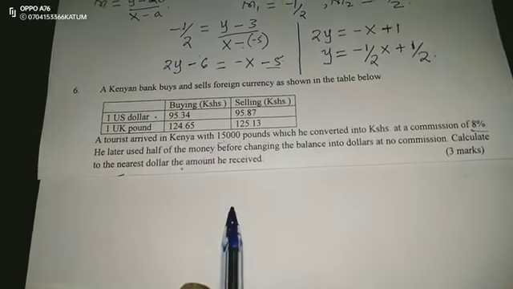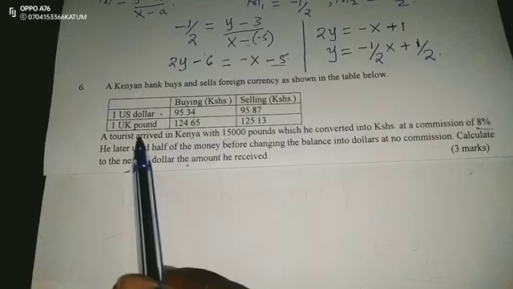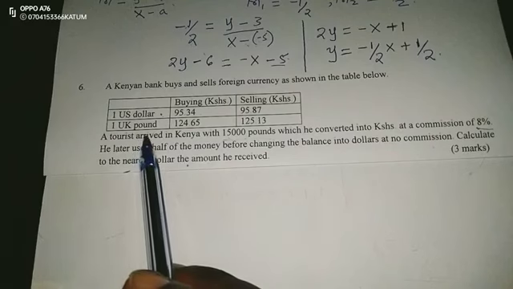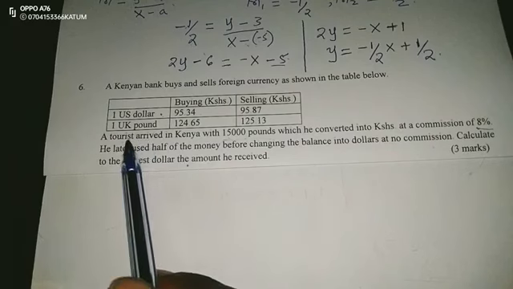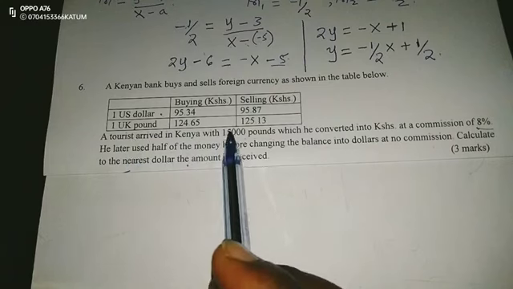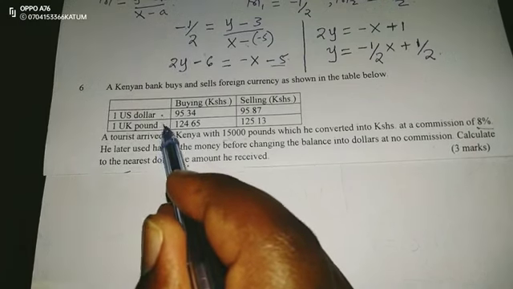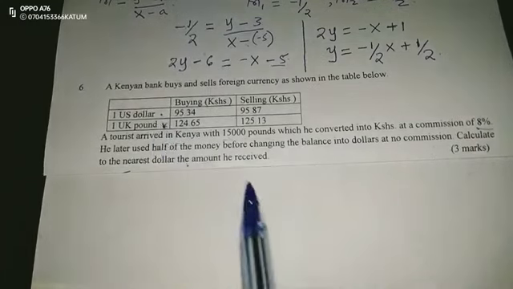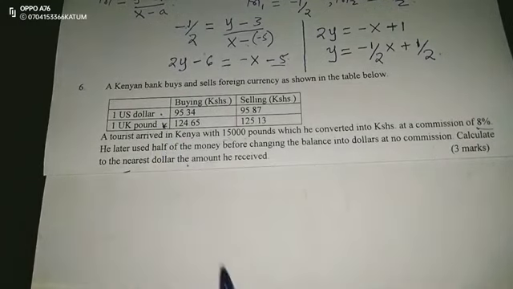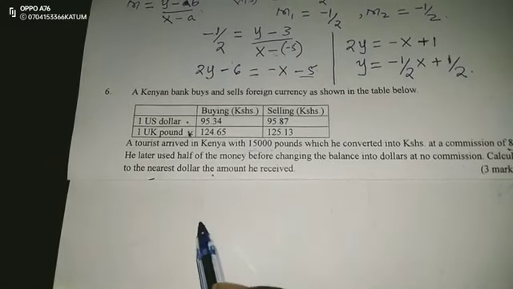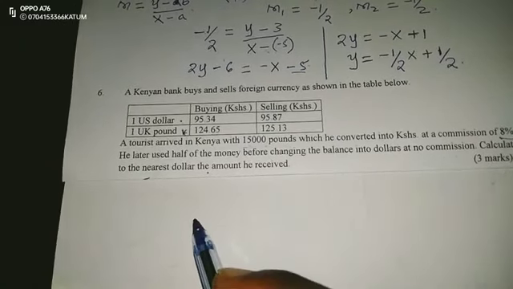So what we're going to have here is converting currencies to different currencies. A tourist is arriving in Kenya carrying pounds. So we're going to concentrate on pounds now, converting pounds into Kenya shillings. So this is foreign currency to Kenyan currency.